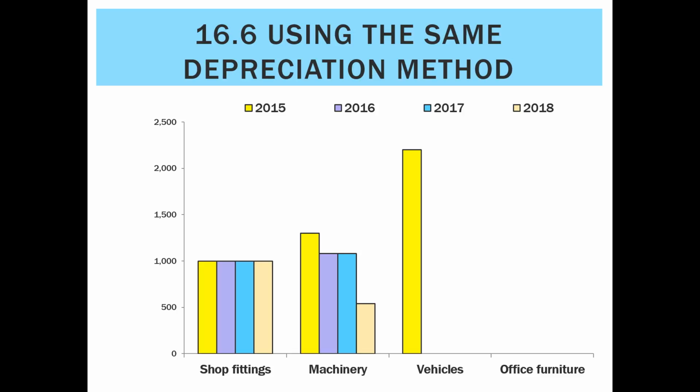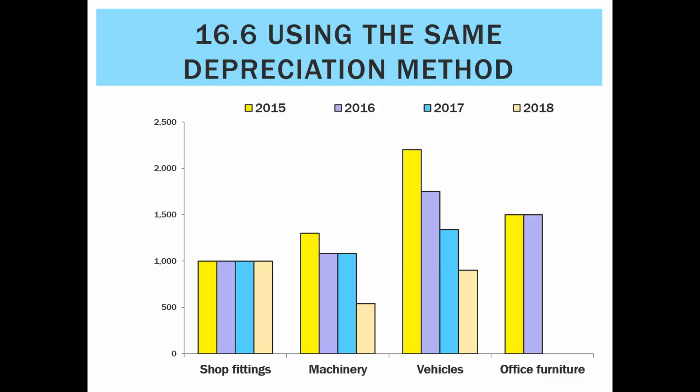Let's look at the vehicles. We've got it starting up quite high, decreasing, decreasing, decreasing. That seems okay. We've applied reducing balance to an asset that's going to generate less revenue. Let's look at the office furniture. It starts up here and then stays the same. Then it's decreased and decreased again. So clearly they've changed depreciation methods after that second year, and that's a breach. So we've got a couple of mistakes with that example there.